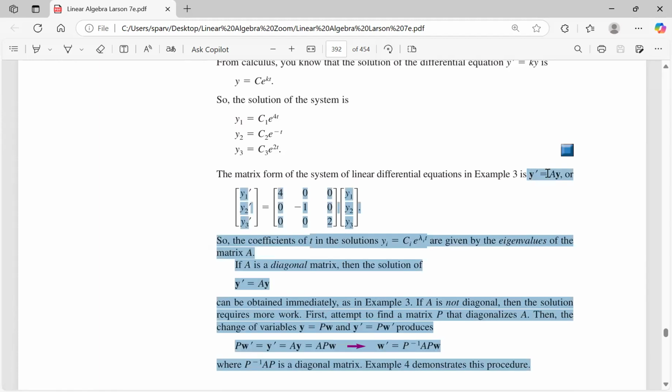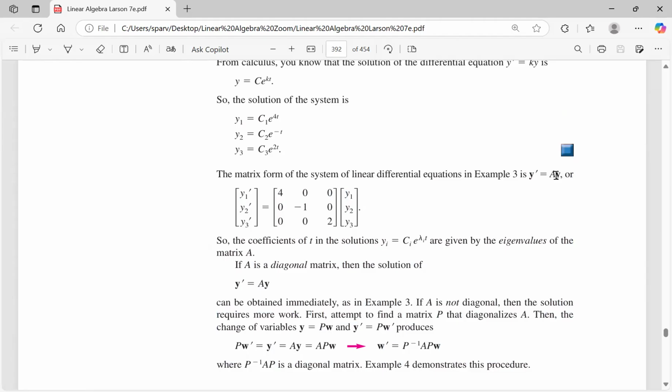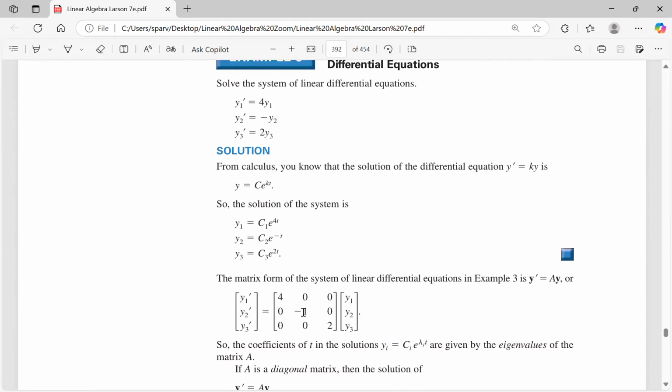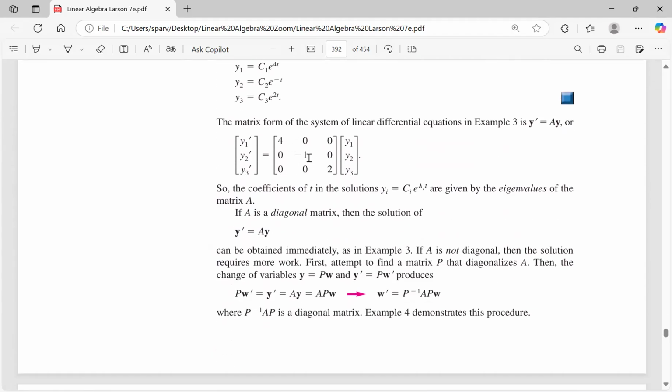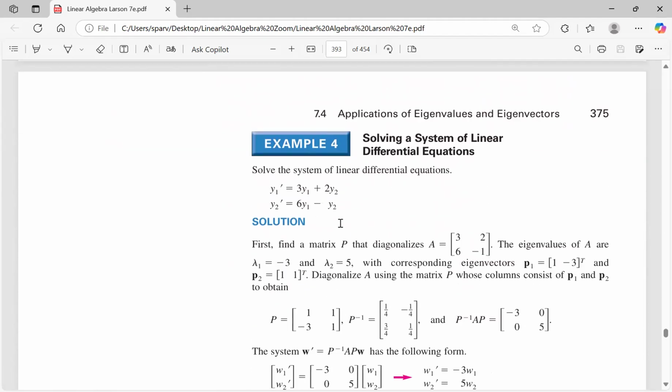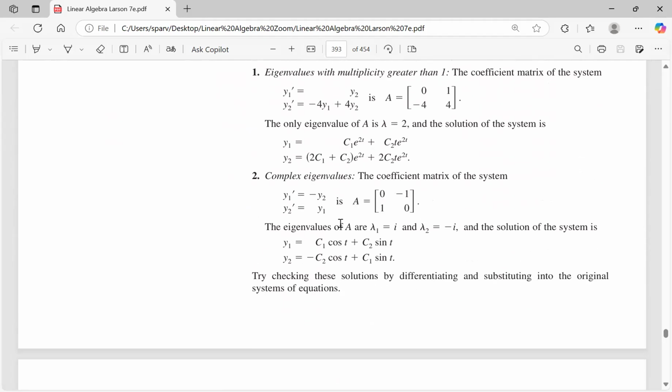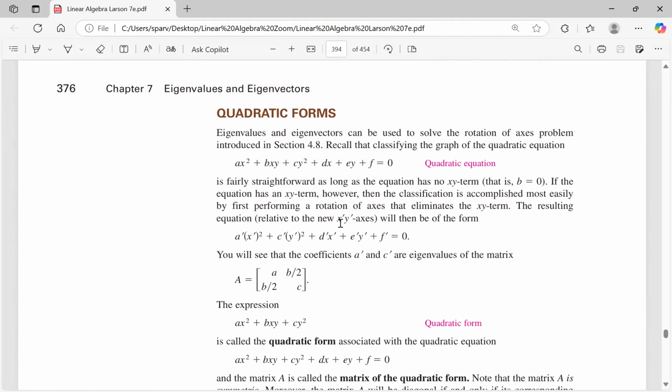The form is y prime equals Ay. So here's y prime. A is this matrix with 4, negative 1, 2, which you can see come from up here. The coefficient on y1 is 4, the coefficient on y2 is negative 1, and the coefficient on y3 is 2. So that's what A is. Now, let's see how we're going to do this. We'll do our own example in just a moment.